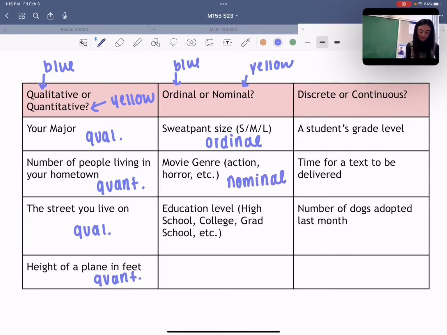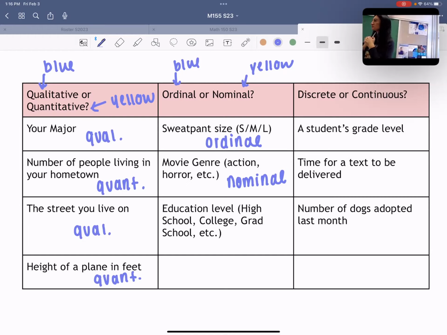All right. By the way, the ordinal, it doesn't always have to be better than, right? It could just be a natural order like size or something like that. So I do get a lot of questions as to like, oh, does ordinal mean better than? No, it just means that you can put them in order. All right, education level, blue or yellow?